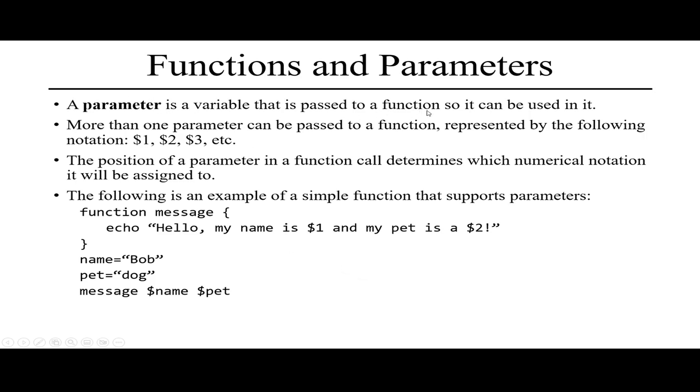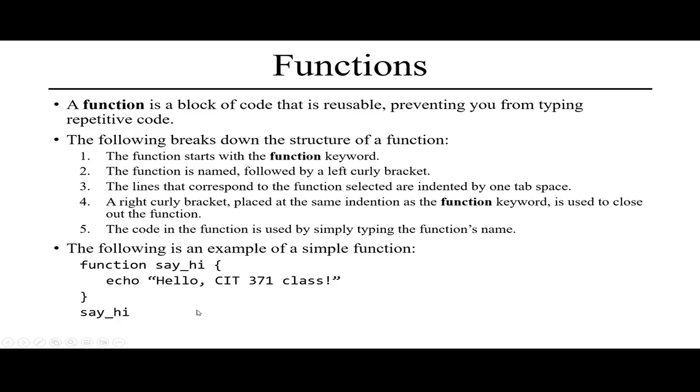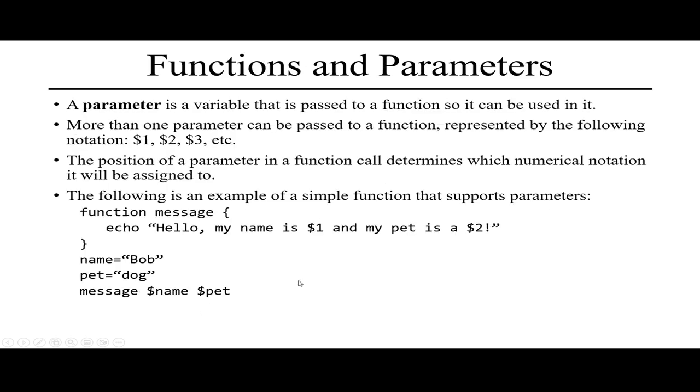So a parameter is a variable that is passed to a function so it can be used by it. So more than one parameter can be passed to a function, represented by the following notation. So when we write a function out, and we put variables after it, they're referenced in order, starting with 1, 2, 3, and we put dollar signs in front of these numbers. So the position of a parameter in a function call determines which numerical notation it will be assigned to. So for example, if we wanted to print out somebody's name, we put one person's name here, we would call $1 here for the variable.